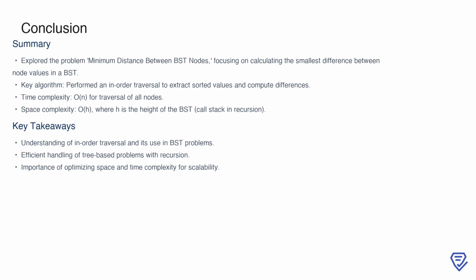Great work! To summarize, we solved the Minimum Distance Between BST Nodes problem by leveraging in-order traversal to identify the smallest difference between node values in a BST. Key takeaways include the importance of traversal techniques and optimizing for both time and space complexity.